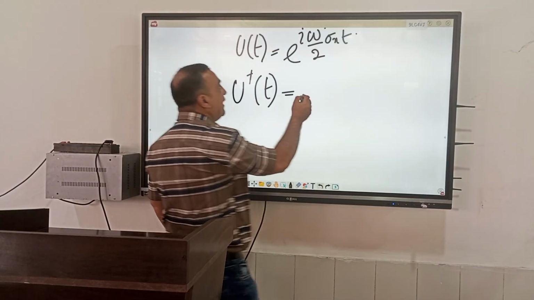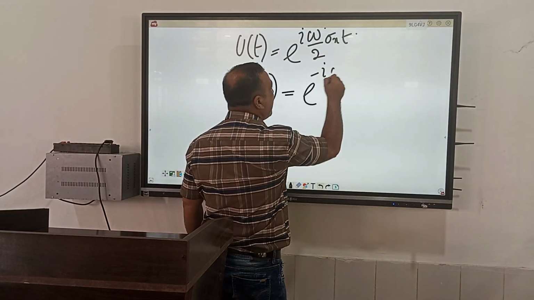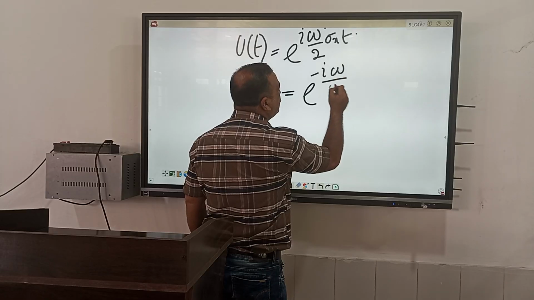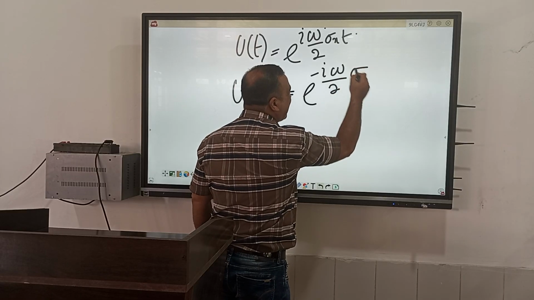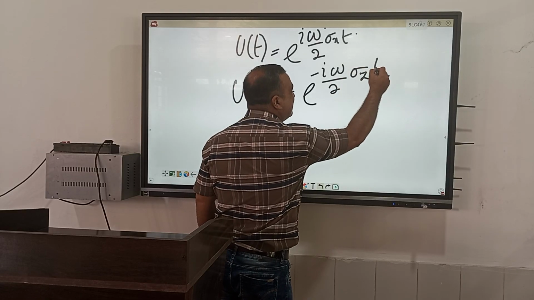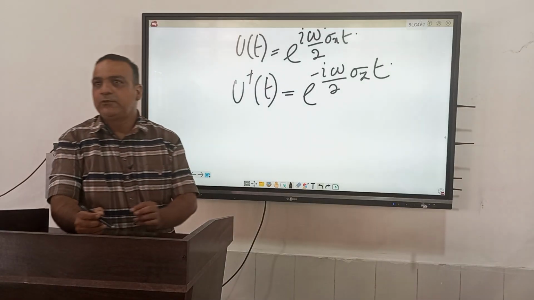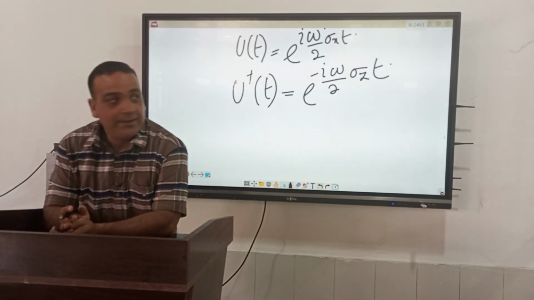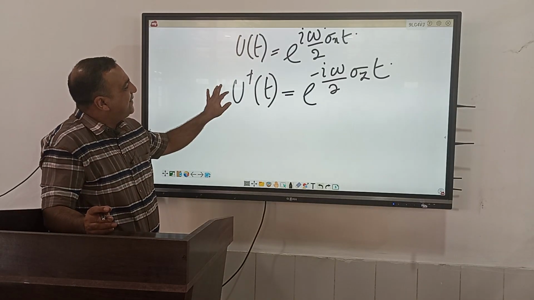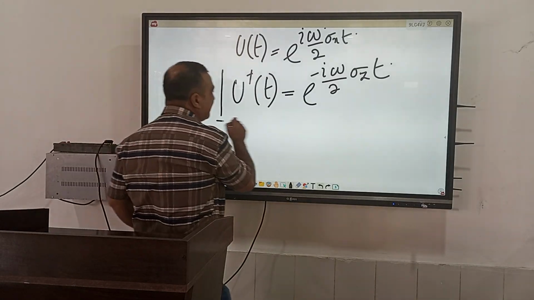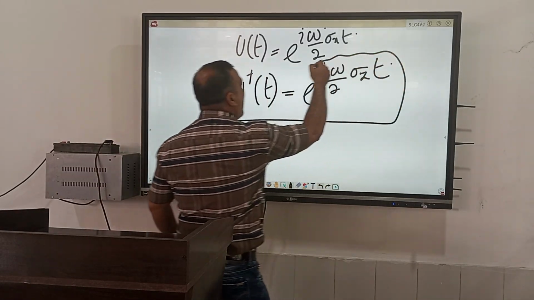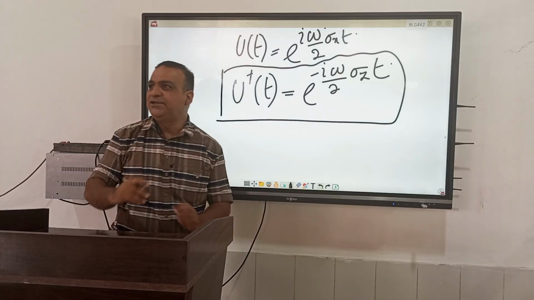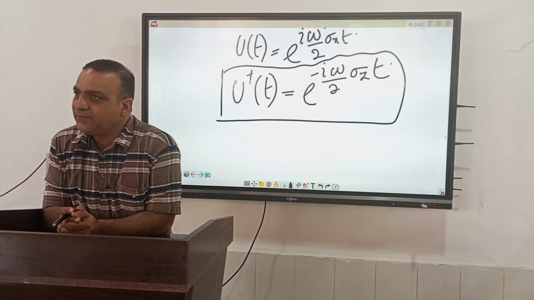That will be e to the power of minus i omega by 2. Your sigma x will translate to sigma z t. You can do this as an exercise. Alright? Now, I can take the derivative of this adjoint of the unitary transformation operator.